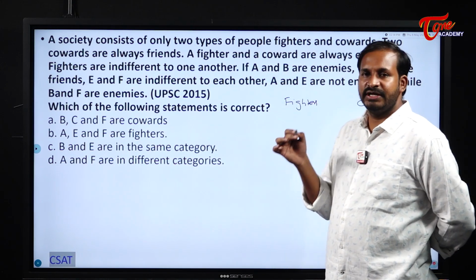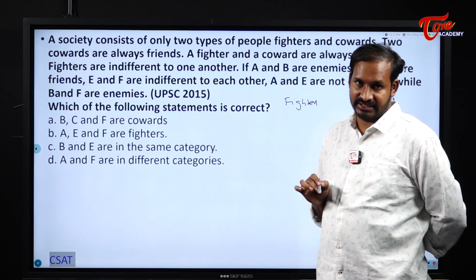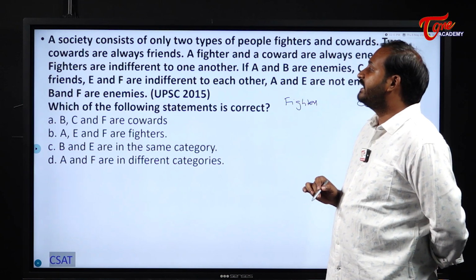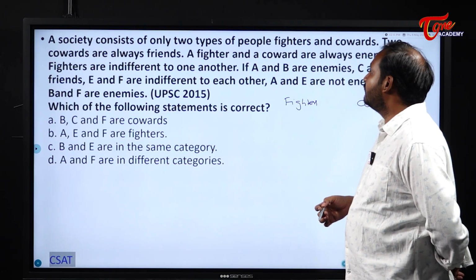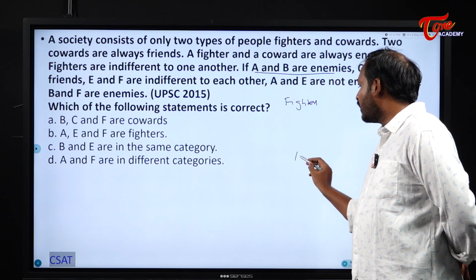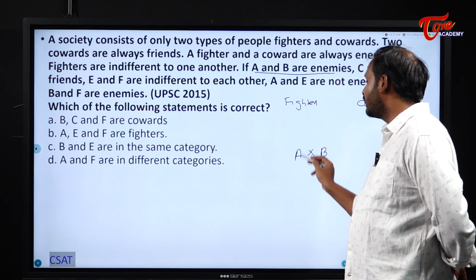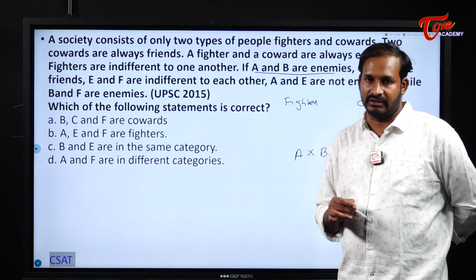Two cowards are always friends. A fighter and a coward are always enemies. Fighters are indifferent to one another, which means they will be different from one another. If A and B are enemies, that means one of those two will be a fighter and the other one will be a coward. We don't know as of now who is fighter and who is coward.